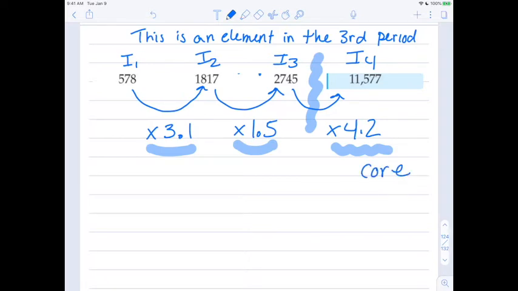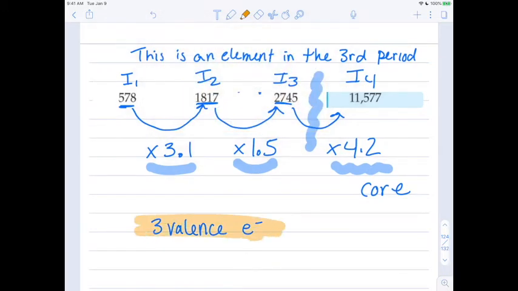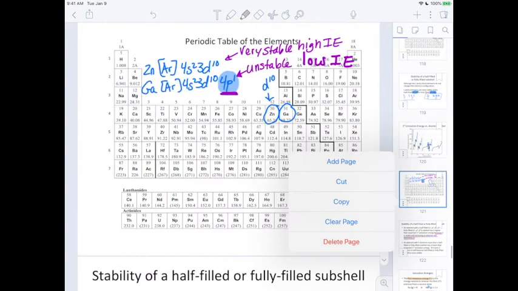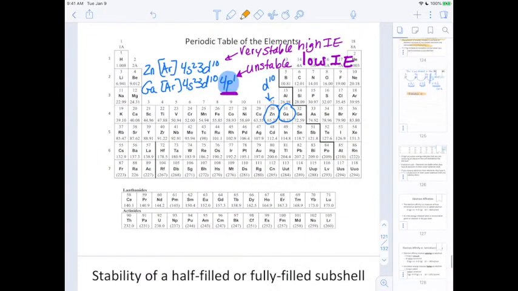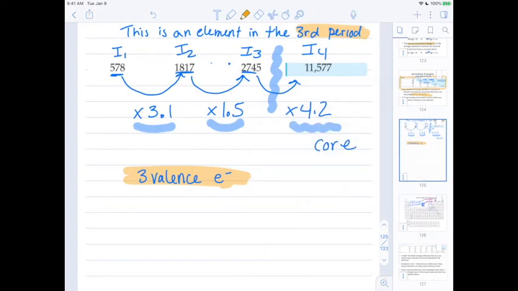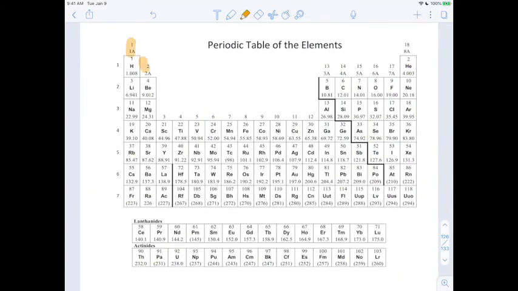So what that tells us is we had 1, 2, 3 valence electrons. And if we know that we had 3 valence electrons and we are in the third period, we could then go to a periodic table and say 1, 2, 3 valence electrons, third period, boom, we're looking at aluminum.